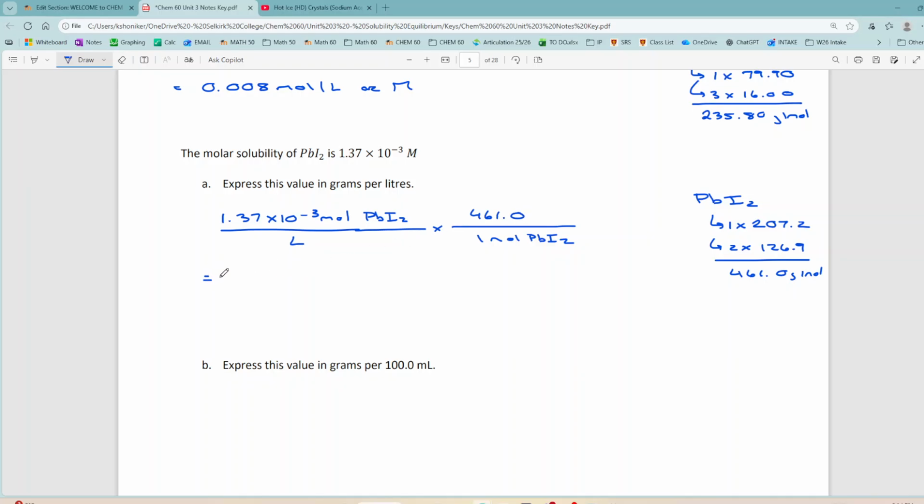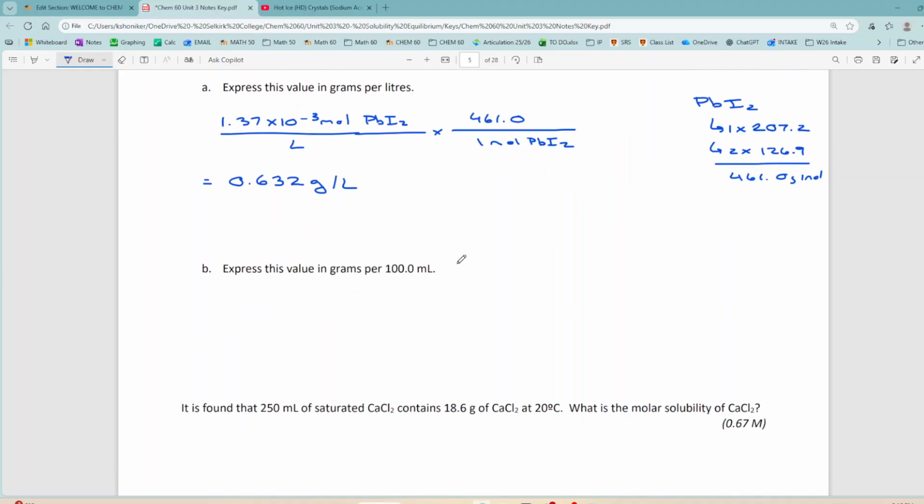So then I would put in here 461, and then I'm going to plug this into my calculator. So 1.37 EE negative 3 times 461. And then for this one, I can answer to 3 sig figs, so I'm going to put 0.632 grams per liter. And we summarize this later, but this is solubility, but not molar solubility. And then the last thing I want you to be able to do here is express this in terms of per 100 mils instead of per liter.